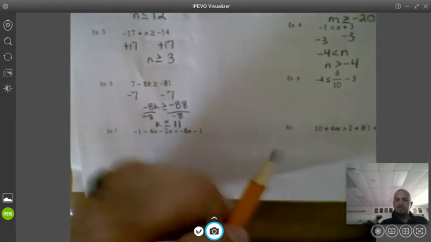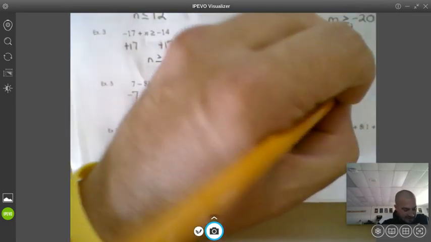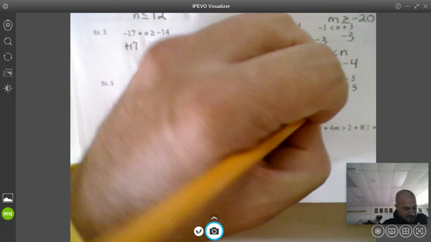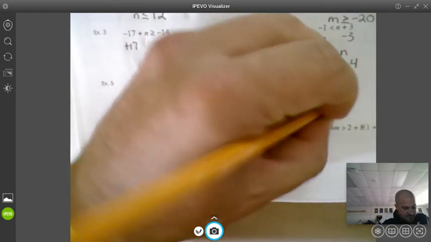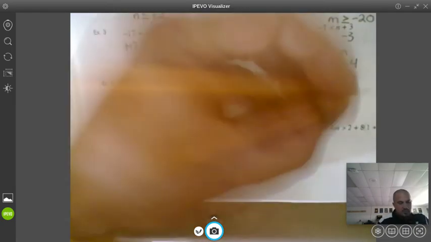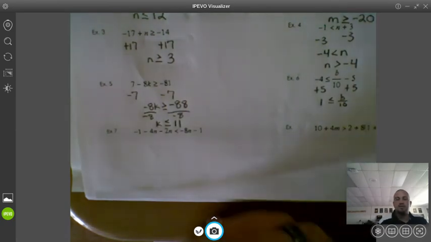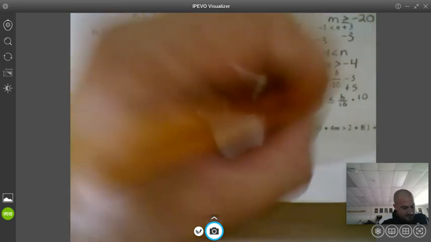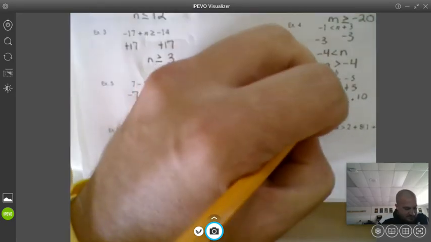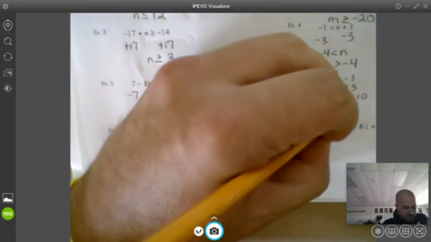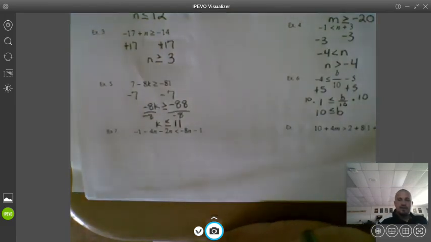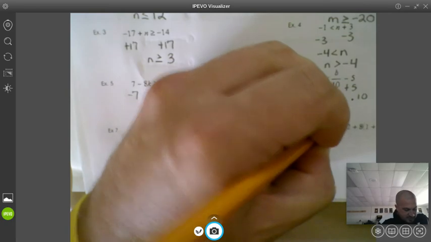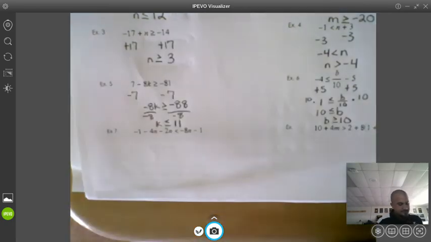We go to example 6. First thing we're going to do is add 5. Negative 4 plus 5 is 1. So 1 is less than or equal to b over 10. When we have a number on the bottom and we want to get rid of it, we have to multiply. So we're going to say times 10. So we're going to say 10 is less than or equal to b. And our variable's on the right side. We want it on the left. So b is greater than or equal to 10.